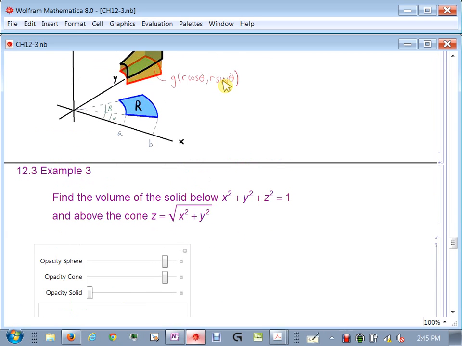Find the volume of the solid below x squared plus y squared plus z squared equals 1. What is that? A sphere. So the volume below a sphere and above this cone. So you have a sphere, and inside of it is a cone. That cone is centered at the origin, right? Because check it out, 0, 0, 0 is on that cone, and it opens upward. So you have a cone and then a sphere, and where they close off some volume, some solid, we want to know that volume. Got it? What does it look like?